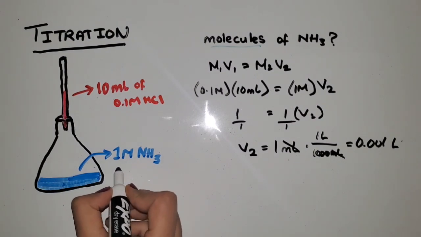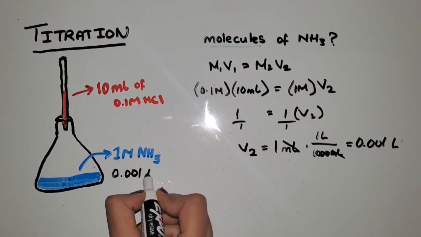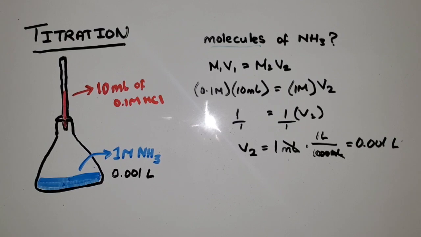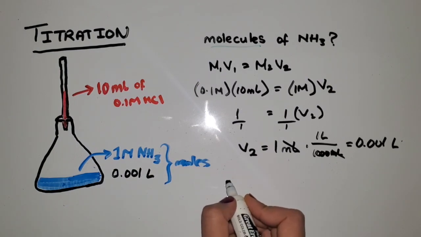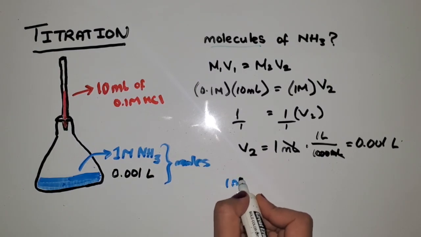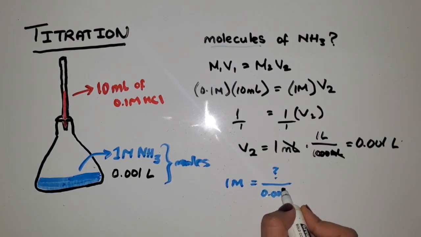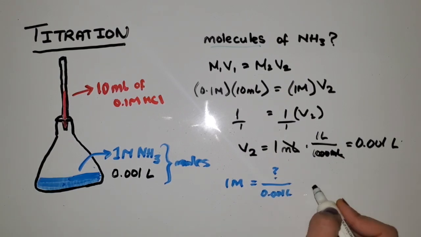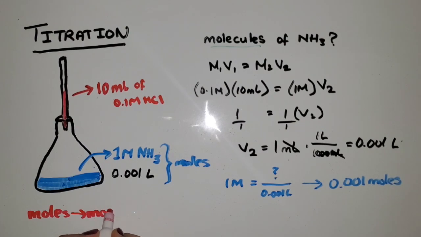So our concentration here is 1 molar, and we know that we have 0.001 liters of it. Now, we're not done here. So far we knew the concentration of ammonia, now we know the volume of ammonia. From this, we can figure out moles. And the way we do that is through the molarity equation that I showed before. So 1 molar equals how many moles if we have 0.001 liters. If you solve it out, you get 0.001 moles.